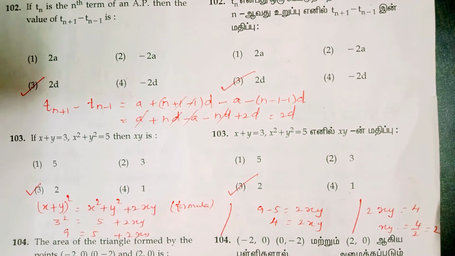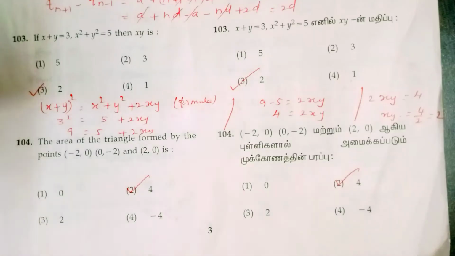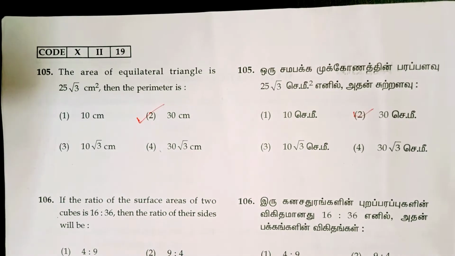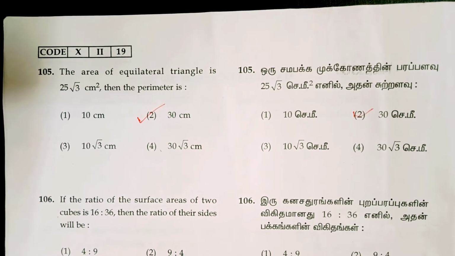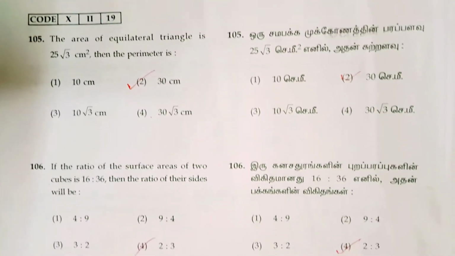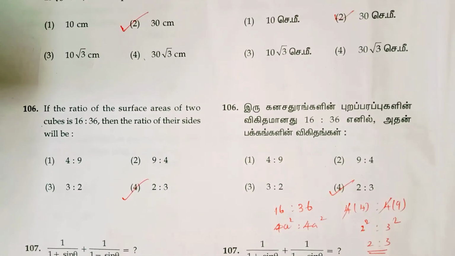If x plus y equals 3 and x squared plus y squared equals 5, then xy is, answer is 2. The area of a triangle formed by the points (-2, 0), (0, -2) and (2, 0) is 4. The area of an equilateral triangle is 25 root 3 cm squared, then the perimeter is 30 cm.